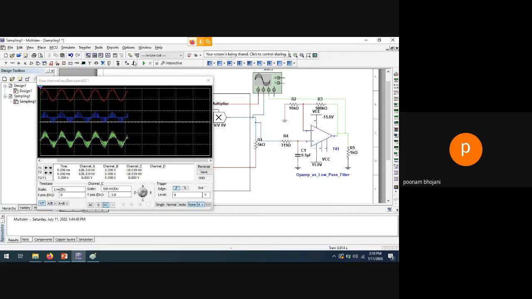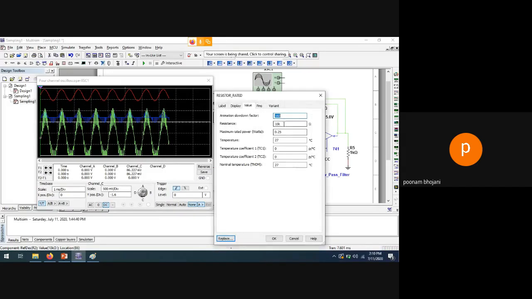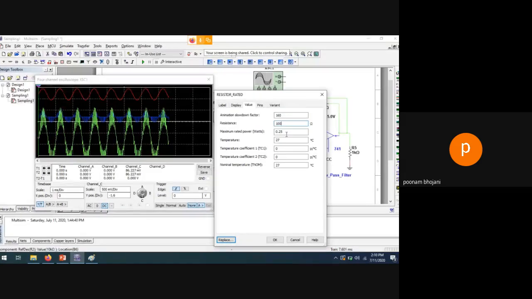So you can set the values to check the different types of output. I am just trying different values of R and C and everything, and I am getting different types of signal. So wherever you are getting a proper signal, you can finalize that one. That will be the goal of doing this.